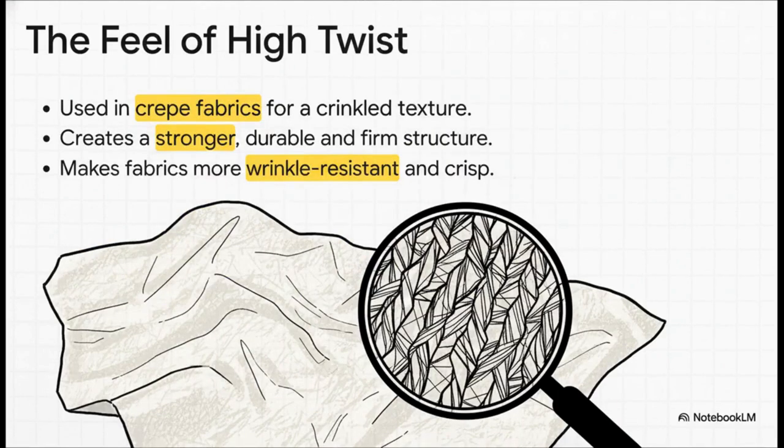Now, let's do a complete 180. Let's talk about the crisp, structured elegance of a cotta doria or a crepe sari. These fabrics get their entire personality from high-twist yarns. The yarn is twisted so incredibly tight that it actually wants to kink back on itself, and that's what creates that signature crinkled texture, that firmness, and that amazing wrinkle resistance.